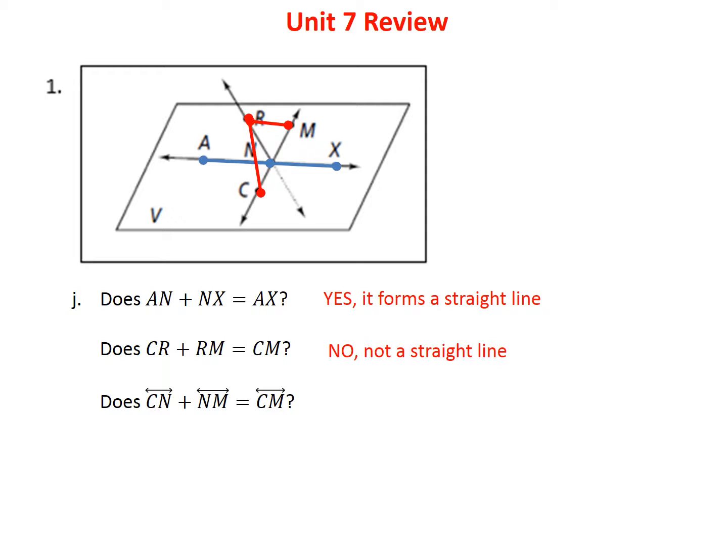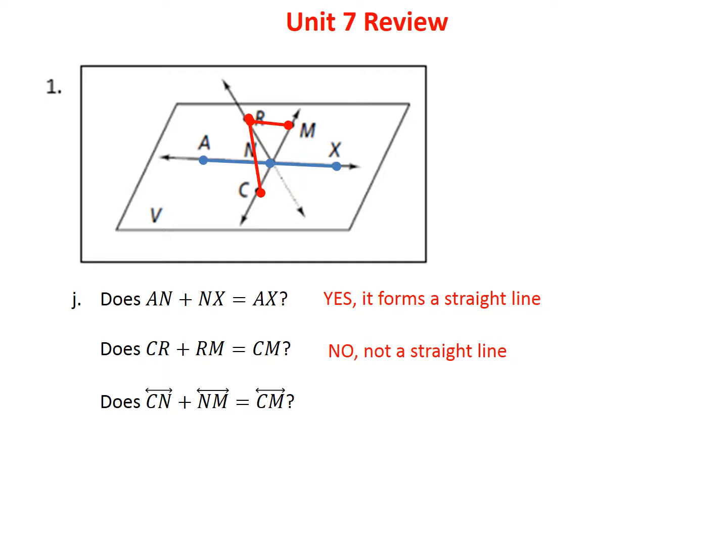So because they don't form a straight line, we can't say that they add up to CN, because CM is actually shorter than those two. They form a triangle. The last one's kind of tricky because you notice the terminology change. Instead of asking what's the measure of the segment, where you don't put a symbol above it, it actually asks does the line CN and the line NM equal the line CM?